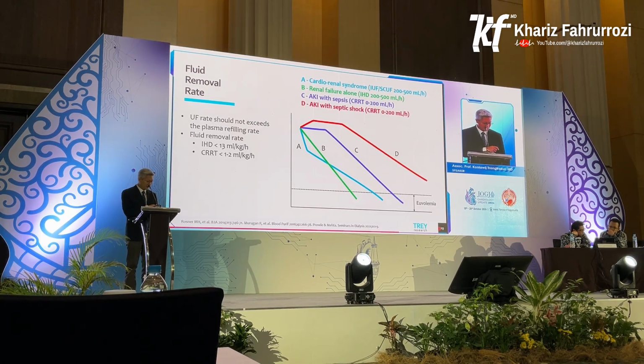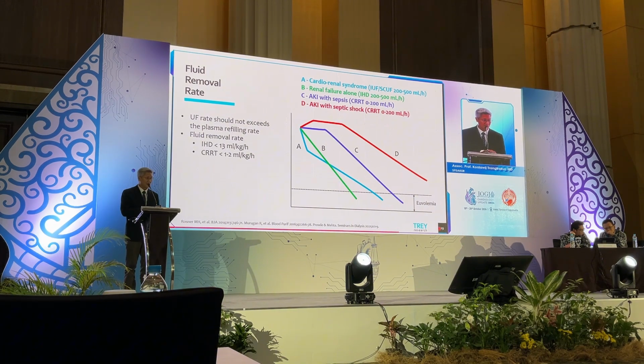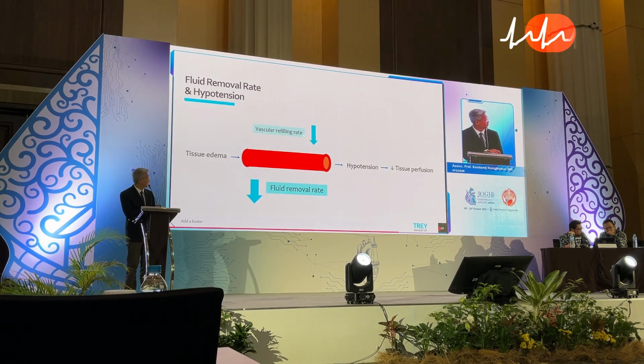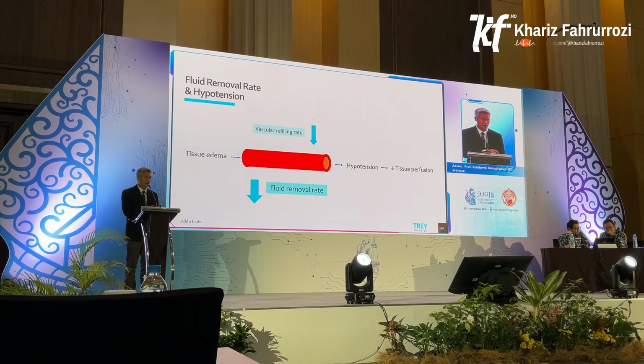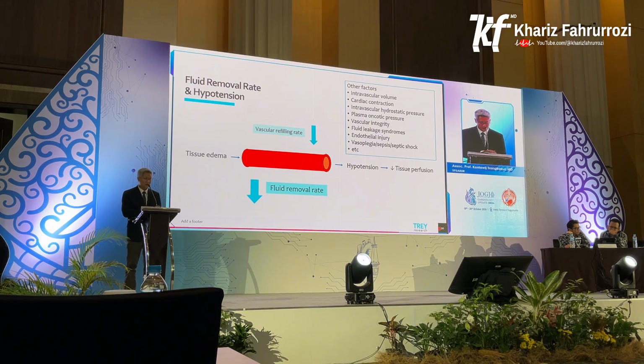And this is a recommendation that if you perform intermittent hemodialysis, fluid should be removed at no more than 13 ml per kilo per hour. For CRRT, it should be no more than 1 to 2 ml per kilo per hour, because we have to focus on the vascular refilling rate, which should be much higher than fluid removal. Or even sometimes, due to critical illness, the patient may have intravascular depletion, or even cardiogenic shock, cardiac dysfunction, or hypoalbuminemia. This can make the patient more likely to have hypotension during CRRT as well.